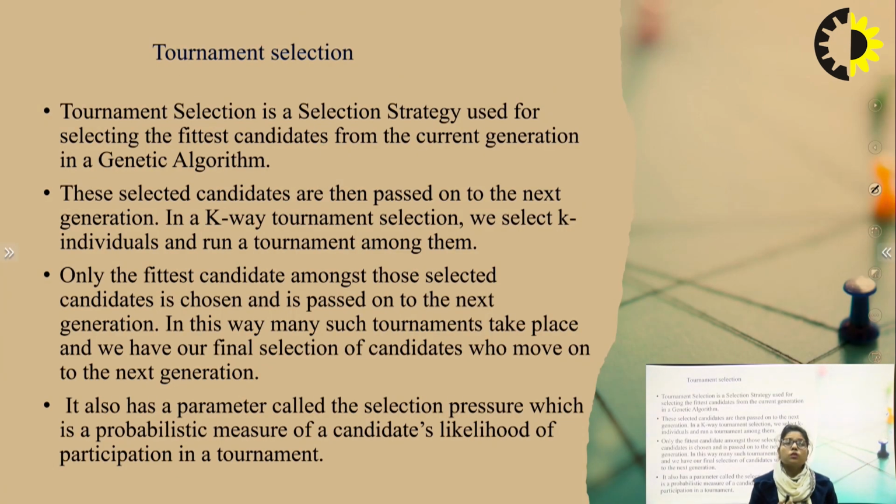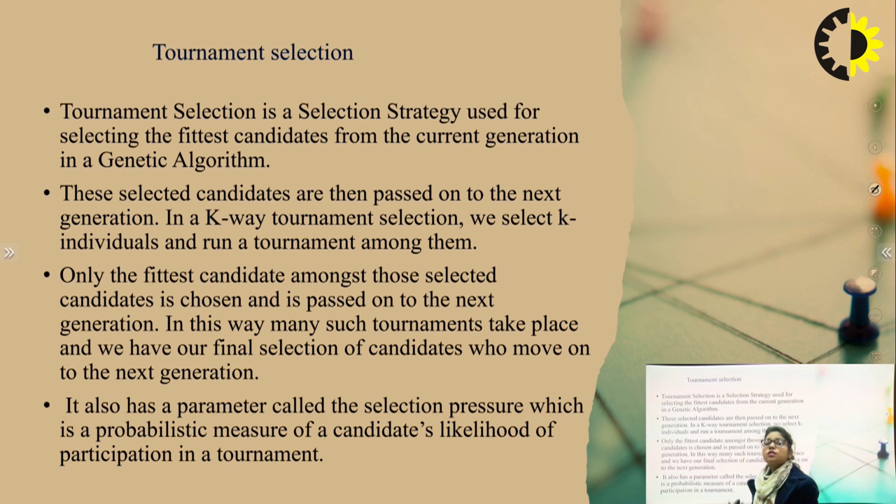The second method is tournament selection. Now, what is tournament selection? Tournament selection is a selection strategy used for selecting the fittest candidate from the current generation in a genetic algorithm. These selected candidates are then passed on to the next generation. In a K-way tournament selection, we select K individuals and run a tournament among them. Only the fittest candidate among those selected is chosen and passed on to the next generation.